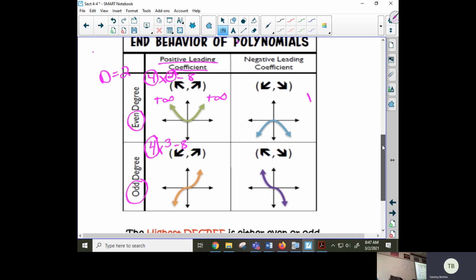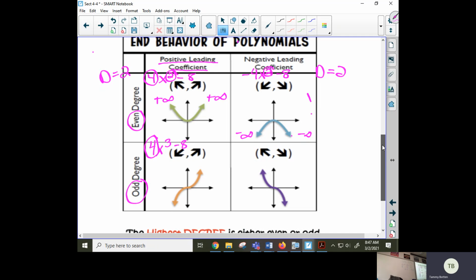Then when we get to a negative leading coefficient, so let's just make this negative 4x squared minus 8. Okay, we still have an even degree. What's changed here is this is negative. This tells us what happens on the right side. If it's negative, it's going to go down and it's going to approach negative infinity. Then if it's even, it does the same thing on both sides.